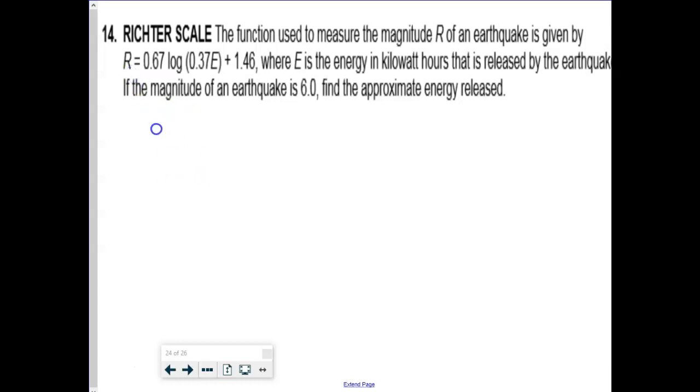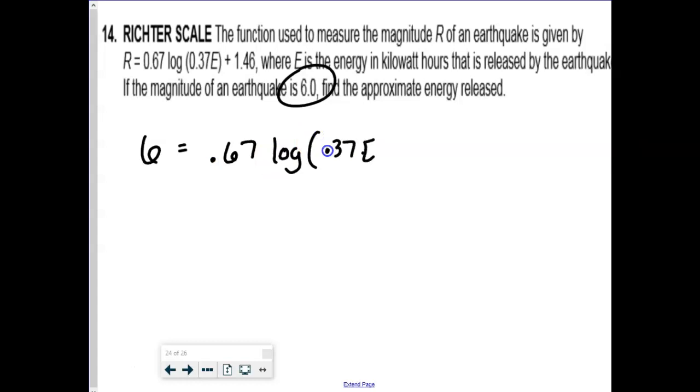All right, so the Richter scale answer, they actually gave you the answer here, guys. So we're going to put a 6 in for R. And then we have 0.67 times the common log of 0.37 times E plus 1.46. So we're looking for accuracy now that we know how to solve these with math. And the first thing I noticed is we could subtract the 1.46 over.